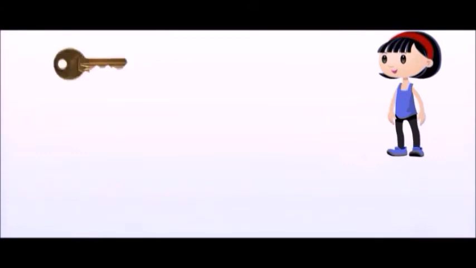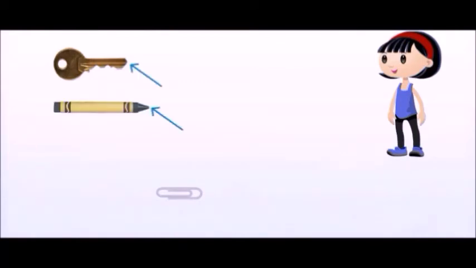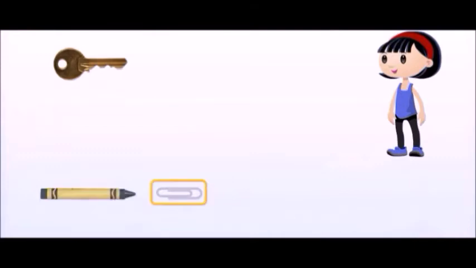Rosa has another object. The object is shorter than this key. Which object does Rosa have? First, let's try with the crayon. Line it up with the key. Look at the end of the key and the end of the crayon. Is the end of the crayon shorter than the end of the key? No. So the crayon is not shorter than the key. So this is not the object Rosa has.